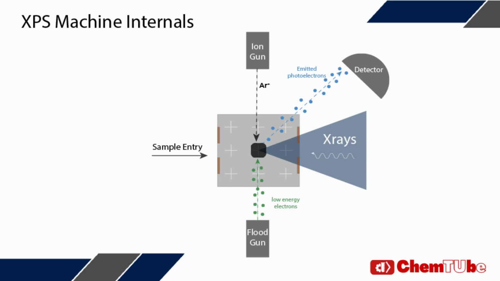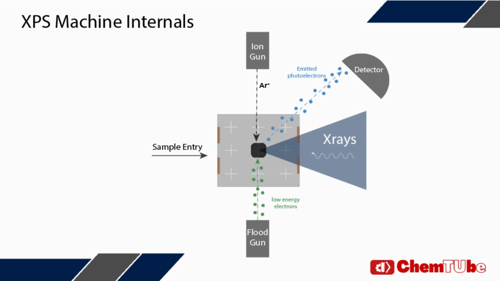The XPS instrument itself consists of several key components, including an X-ray source, a sample holder, an electron analyzer, an ion gun, and a flood gun. The X-ray source emits X-rays with a specific energy, which is typically in the range of 100 to 2000 electron volts.